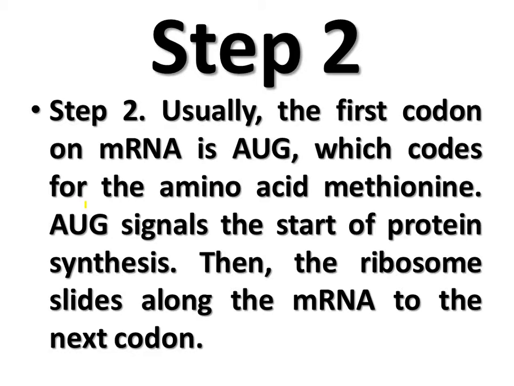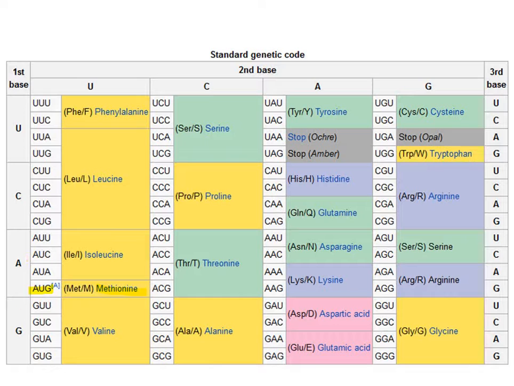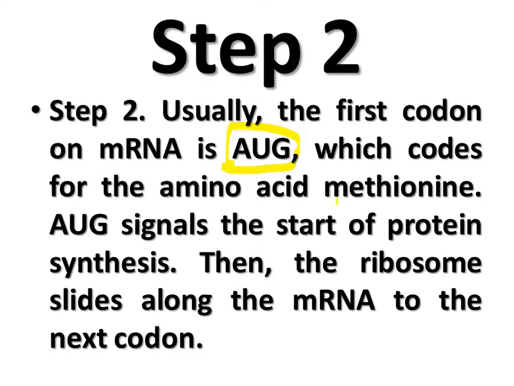Step 2. Usually, the first codon ng mRNA is AUG, gaya nga ng sinabi ko kanina. Dito po. Which codes for the amino acid methionine. Now, the AUG will signal the start of protein synthesis. Then, the ribosome slides along the mRNA to the next codon.